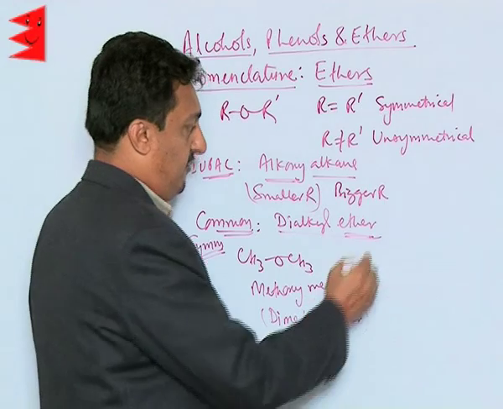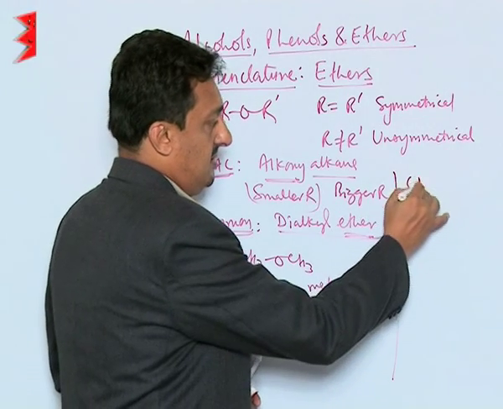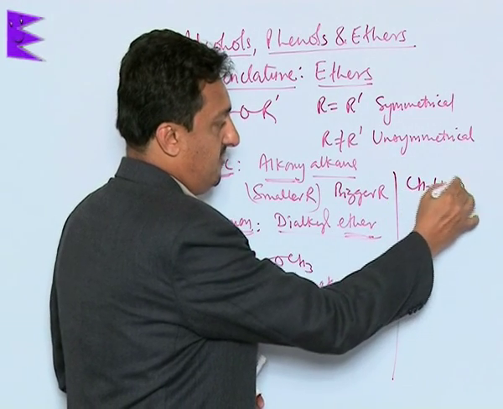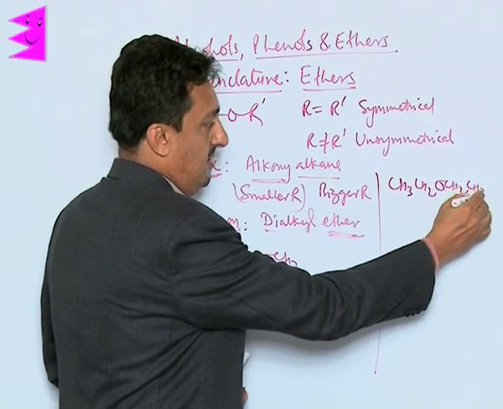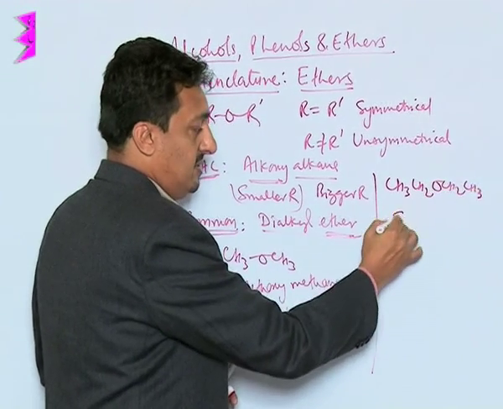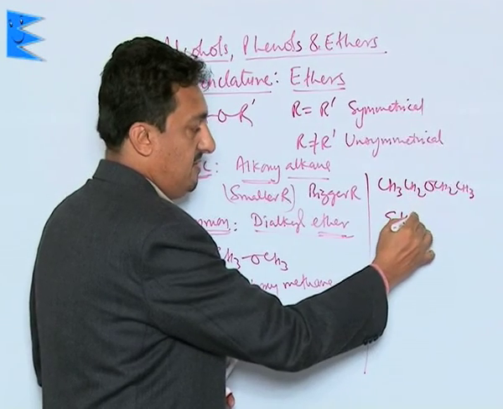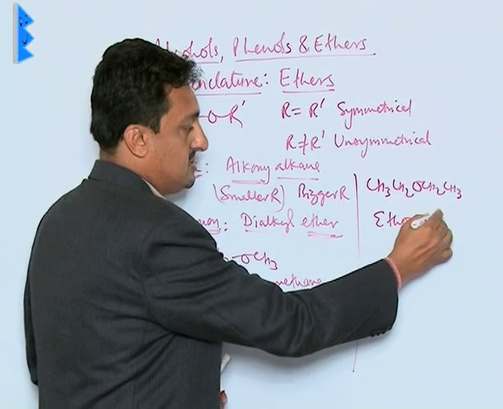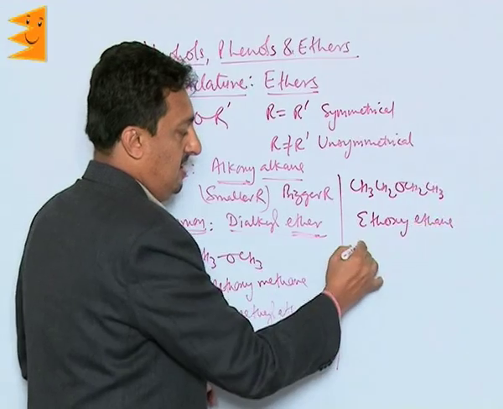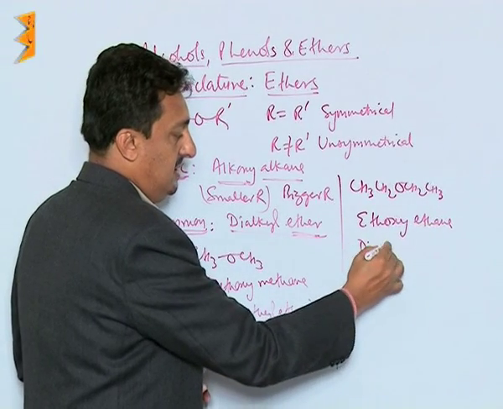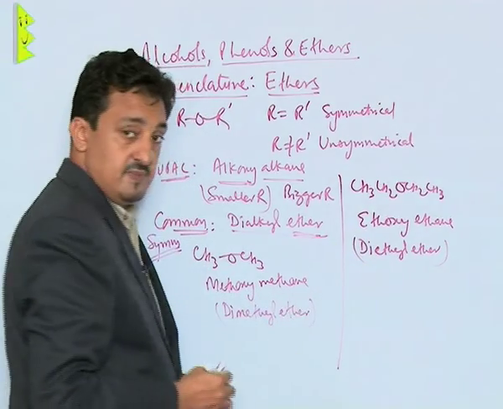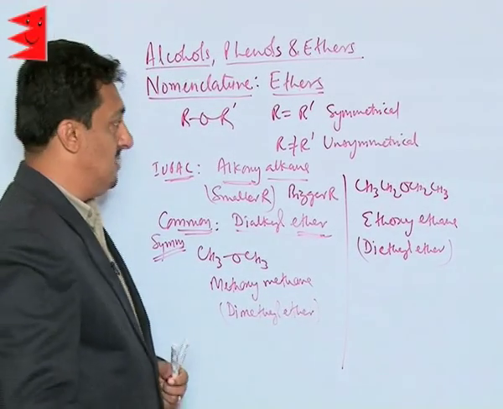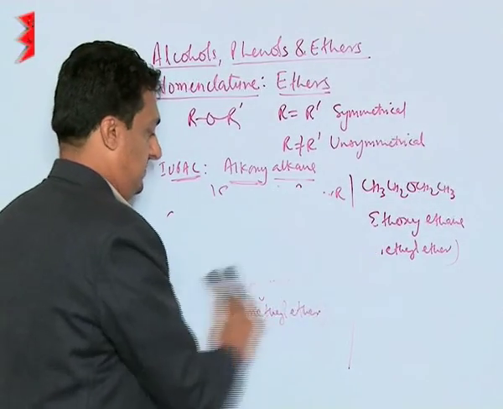We can also have another one, like CH3CH2OCH2CH3. Again, both the R groups are the same, so oxygen can go to any one of these. It's called ethoxyethane, or we call it diethyl ether. Now let us see some unsymmetrical ethers.